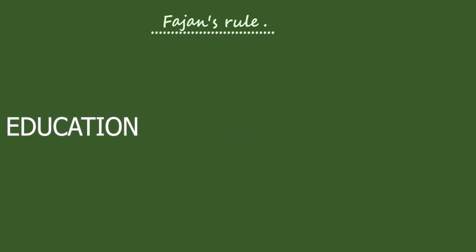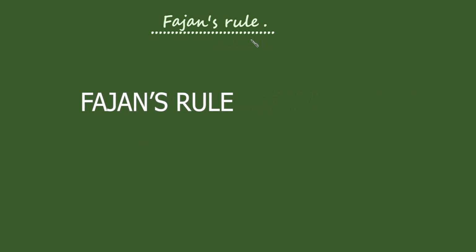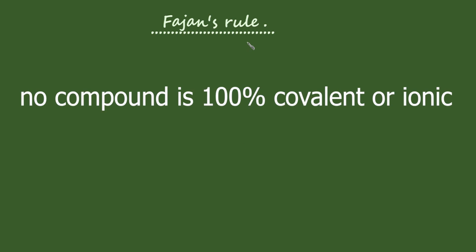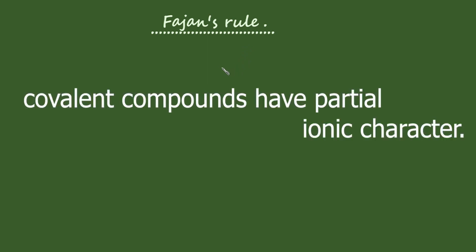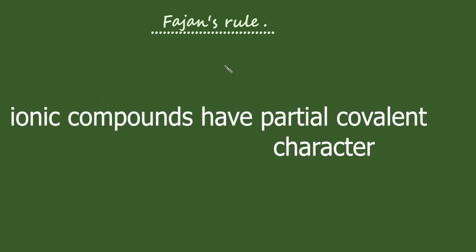In this video, we will discuss Fajan's rule. Before we go into the details of this topic, we will first recall what we have already learned. We have already learned that no compound in the universe is totally covalent or totally ionic. What does it mean? It means covalent compounds have partial ionic character and ionic compounds have some partial covalent character.